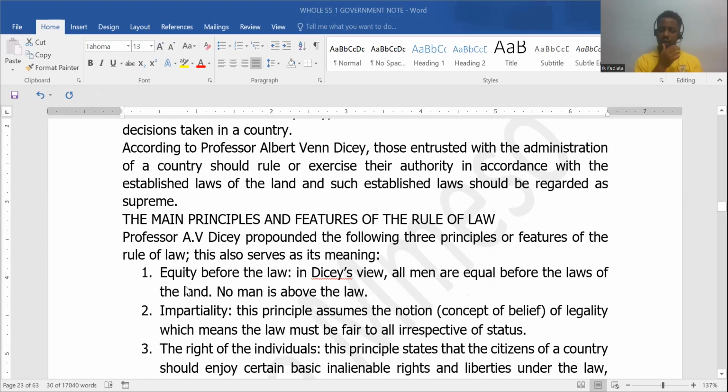Equity before the law. All men are equal before the law. The law is above everybody, and the law looks down on all of us. We are all equal before it. Nobody is above the law. Therefore, the law is impartial. Right? The law treats everybody fairly, regardless of your status in the society.